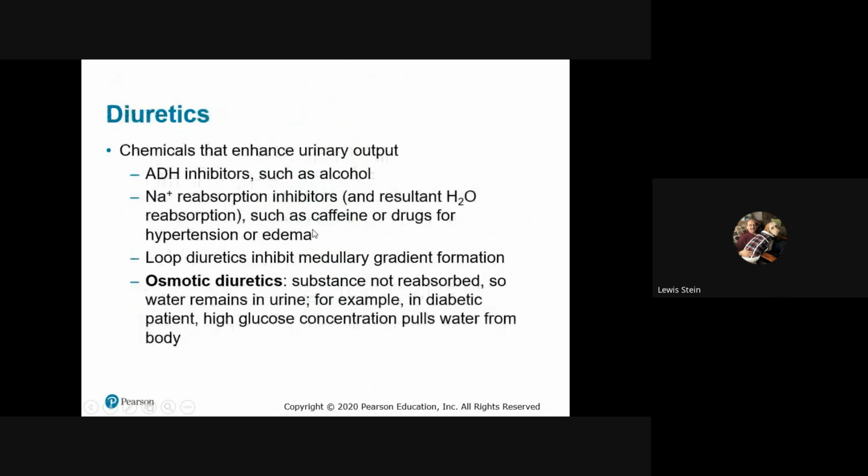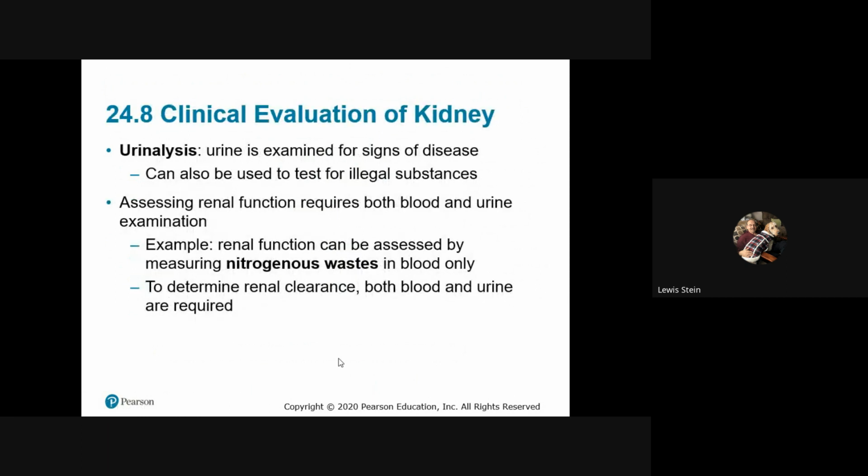Urea plays a role in the gradient as well. This is what diuretics do. Basically, they inhibit ADH, that's alcohol. There's different ones that are there. So, caffeine or drugs for hypertension or edema can also inhibit it. So, there's a certain amount that sort of indirectly act as diuretics. These are osmotic diuretics that sometimes you'll try to utilize in a hospital sense to pull things.